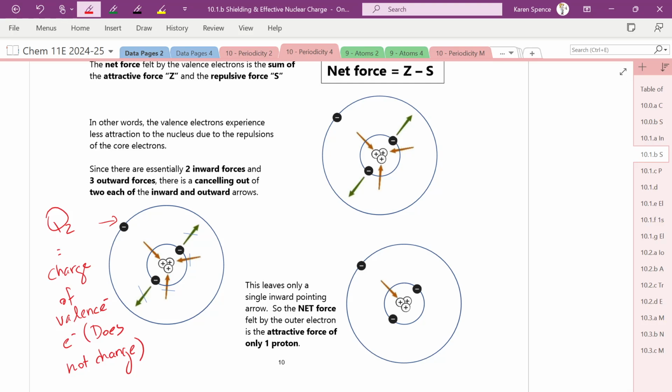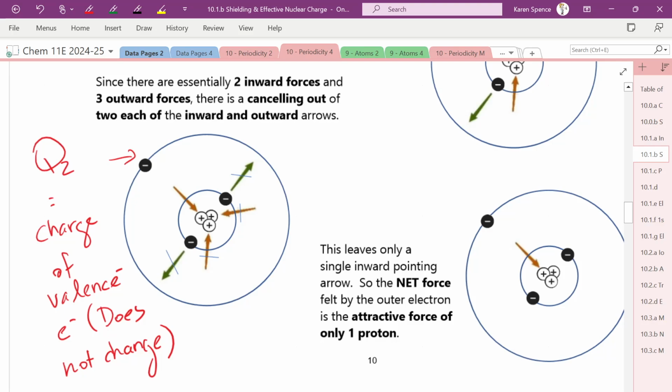Well, what the heck is Q1? Because we're always looking at one charge interacting with a second charge. So we're like, okay, Q2 is our electron. But we have so many protons here and so many electrons. Wouldn't it be nice if we could simplify that, yes?